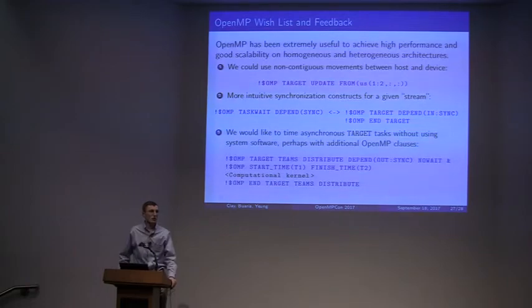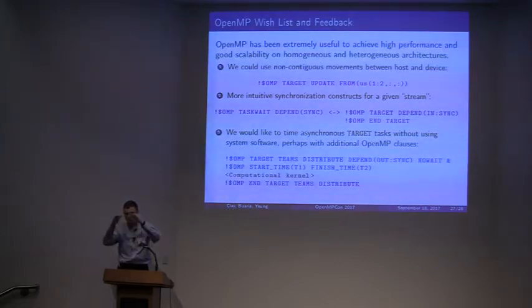To contrast this, if I have an explicit task on the host that I put a depend clause on, I can put all the MPI_Wtime calls in and time the beginning and the end of the task, and really understand when the task started, when it completed, and all that kind of information. But for the target task, I'm not really sure how to do that, other than using system software like nvprof to get some of the kernel information.